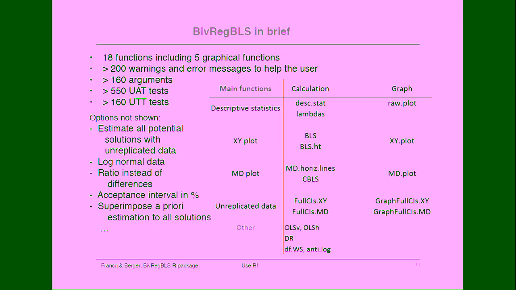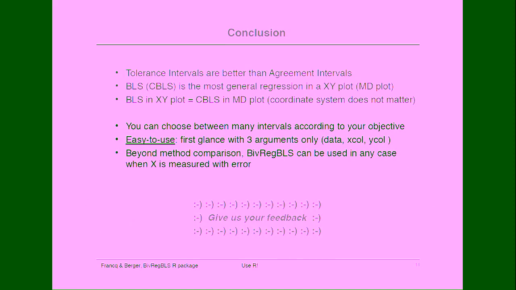So to sum up, right now we have 18 functions, so the package will be updated anyway. We have 5 functions to plot the results, and more than 700 tests were realized to validate the package with Sanofi. So we have here a list of all the functions, and there are many options also.